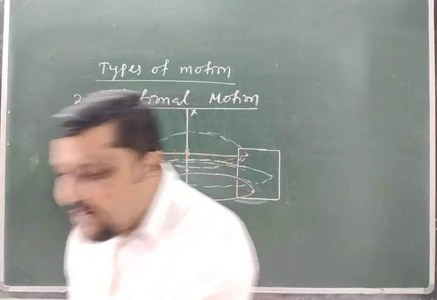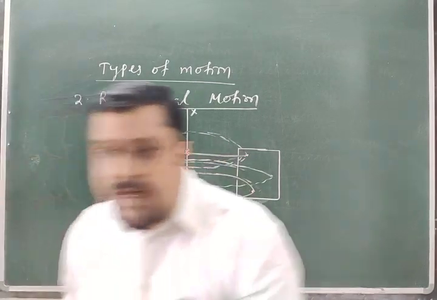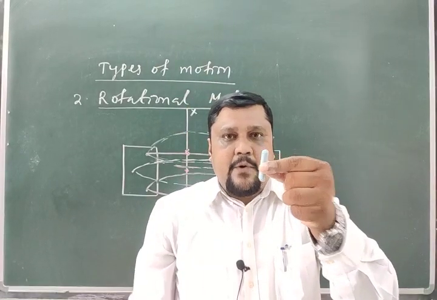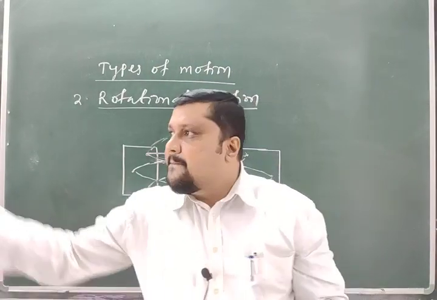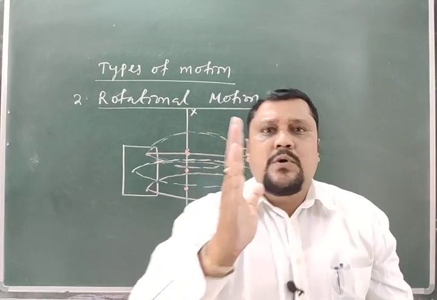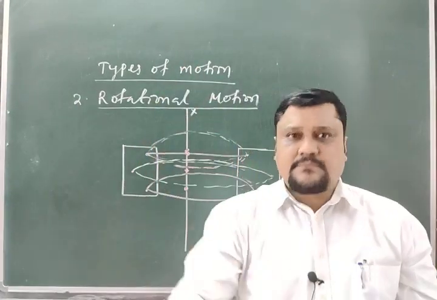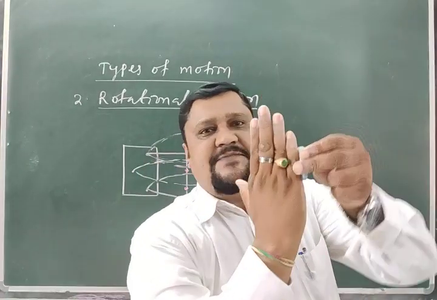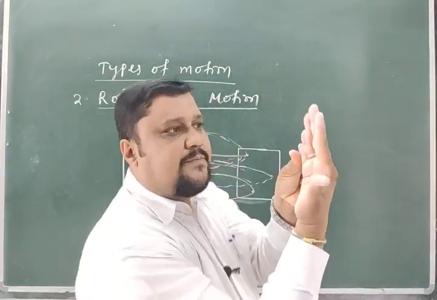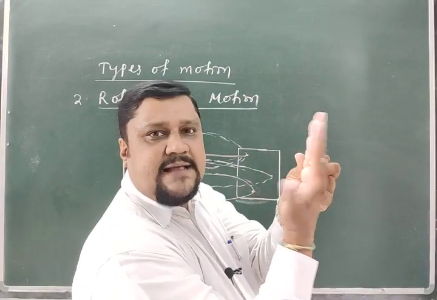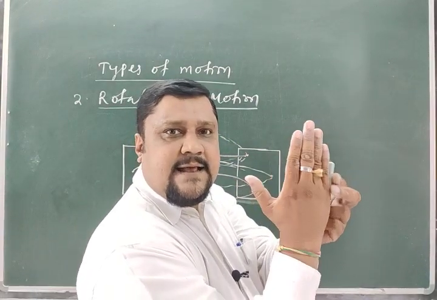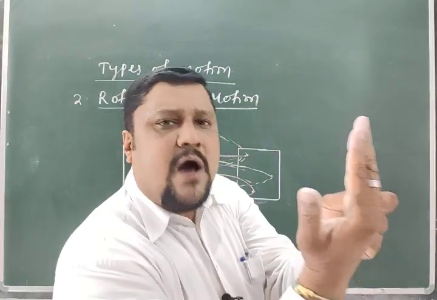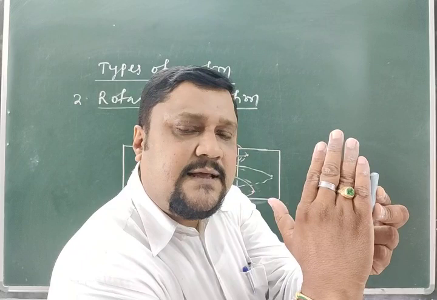For example, suppose the axis is here, or you can take the window of your room. The window is fixed at one end, so that is the axis of rotation. Now when you rotate this window like this, even if you are not able to open it 360 degrees, however much you rotate it, that is called the rotational motion.